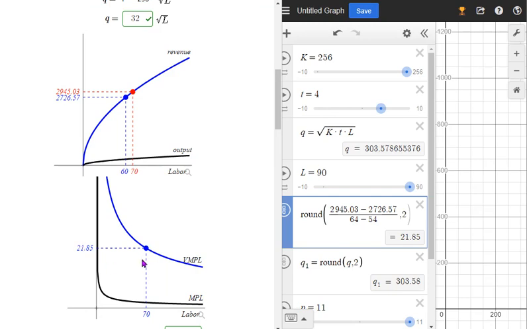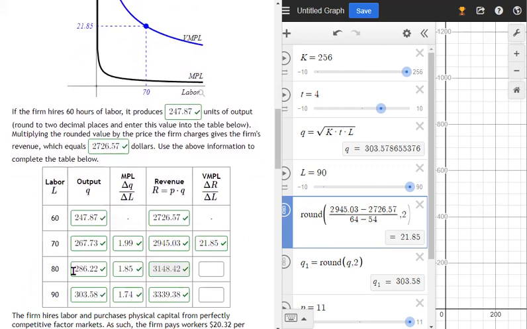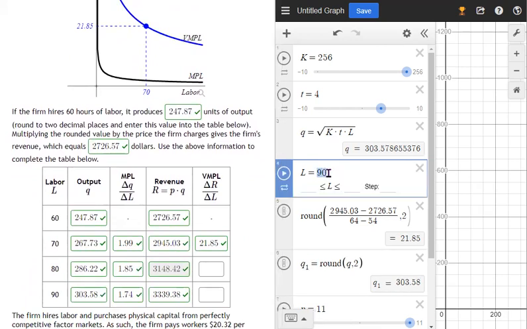So mathematically speaking, technically speaking, this 21.85 is the slope of the line segment from the blue dot to the red dot. In economics, we're going to interpret the slope at this red dot to be 21.85, and they're going to be really close to each other. Okay. So what happens when we increase labor demand to 80? So now we're going to increase labor demand to 80.